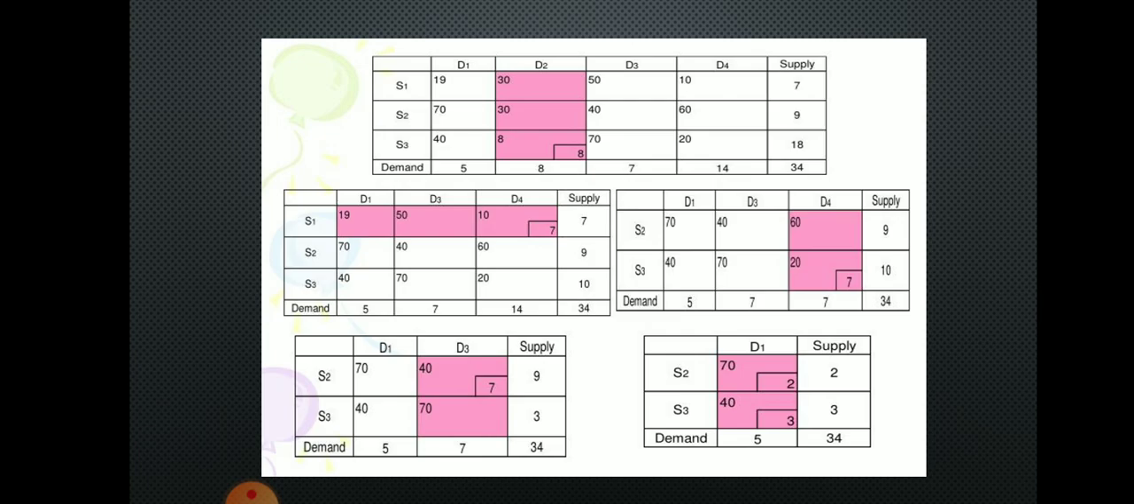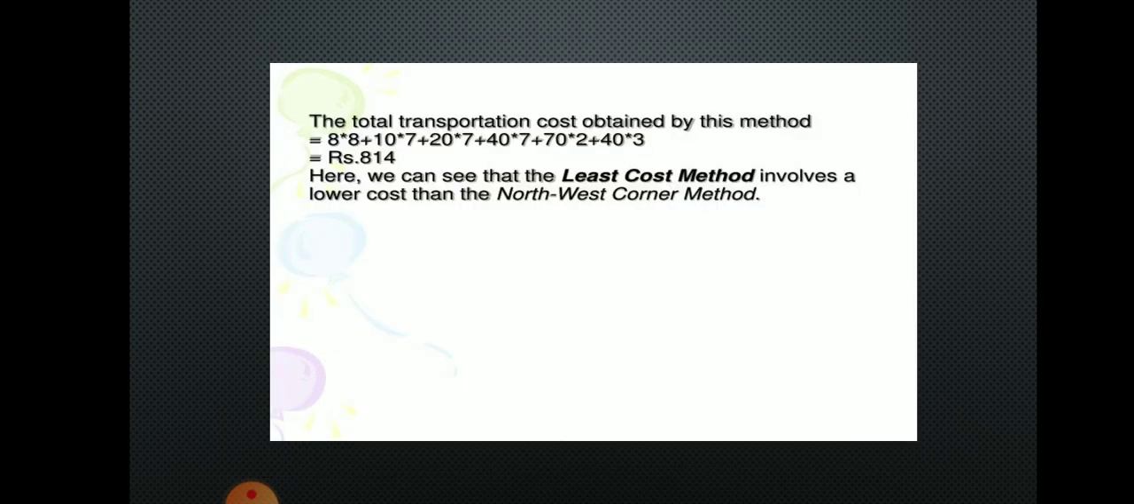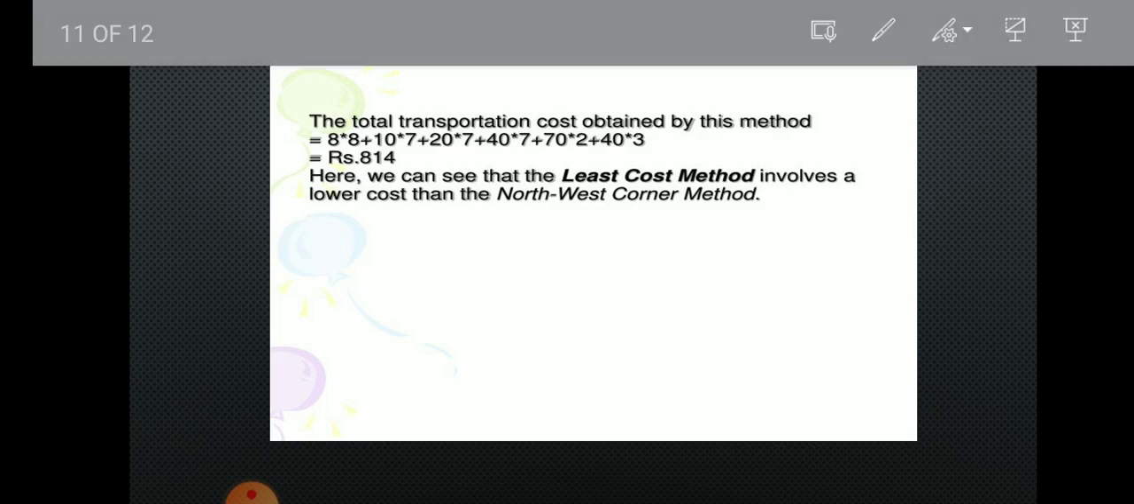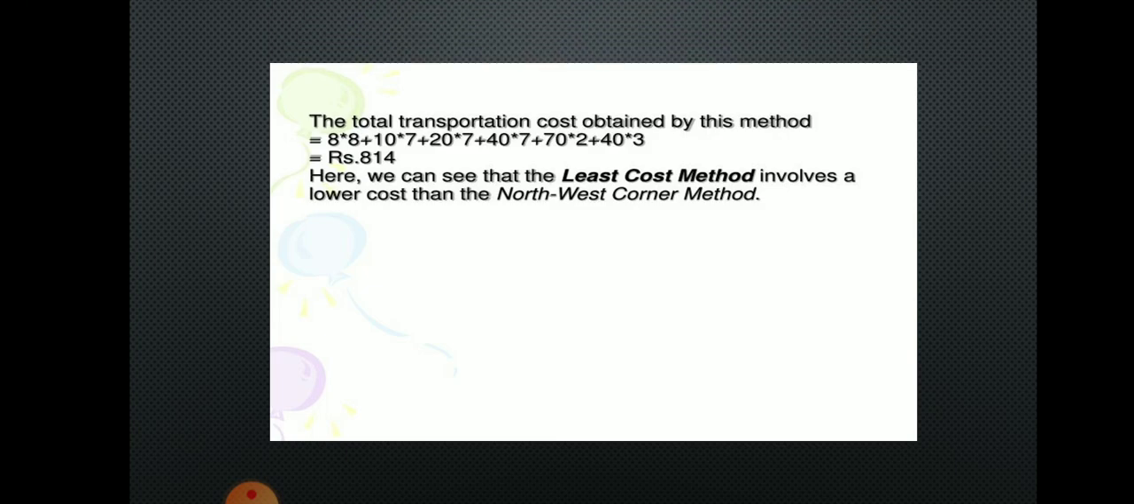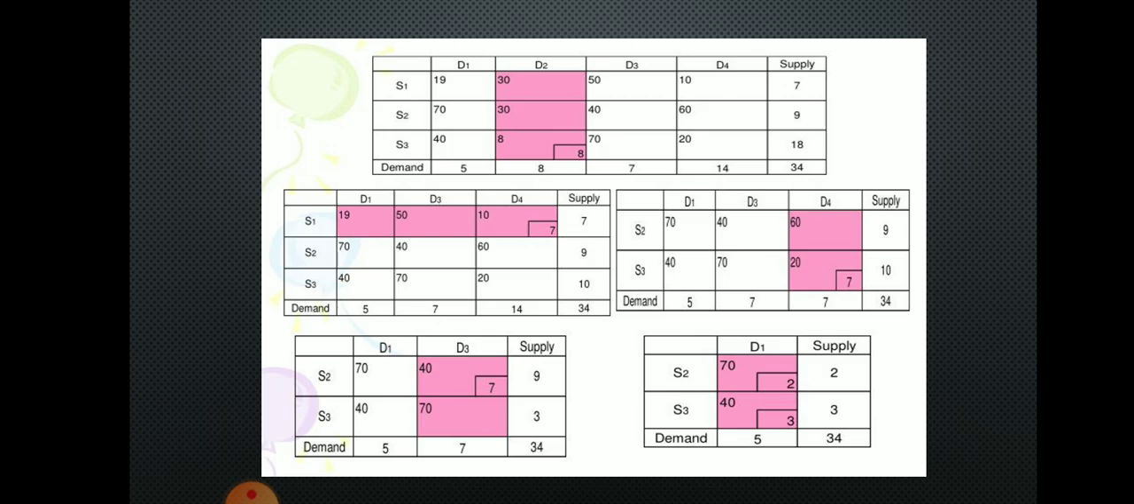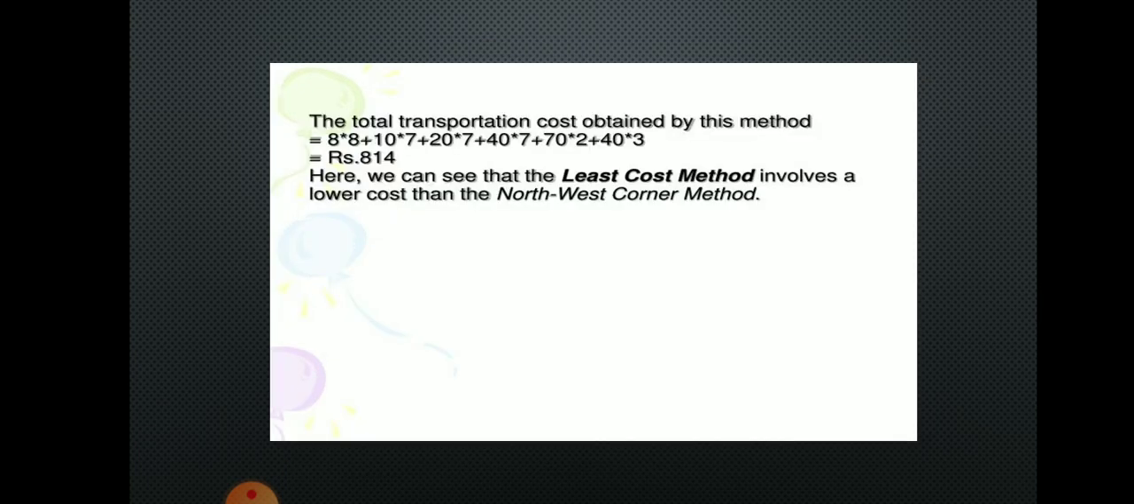And then we should find out the total cost, using all the allocated cells. Here the allocated cells are 8 into 8, 10 into 7, 20 into 7, 40 into 7, 70 into 7. By this we should add: 8 into 8 plus 10 into 7 plus 20 into 7 plus 40 into 7 plus 70 into 2 plus 40 into 3, and the total cost is 814.